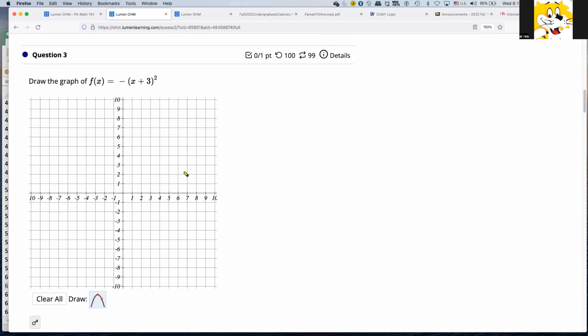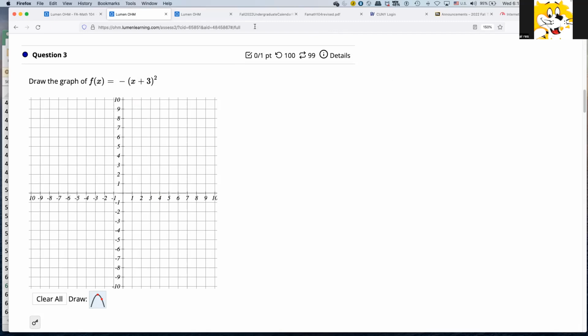Is this a positive parabola or a negative parabola? Anybody? What does that negative mean in front of the function? I guess that Columbus Day off really messed up everybody's brain. Say negative. Right. So this is a negative parabola.